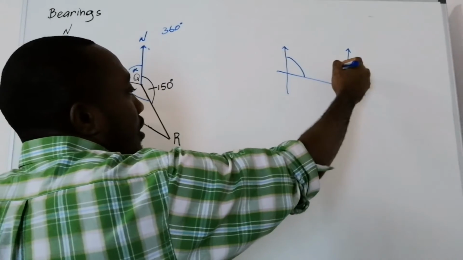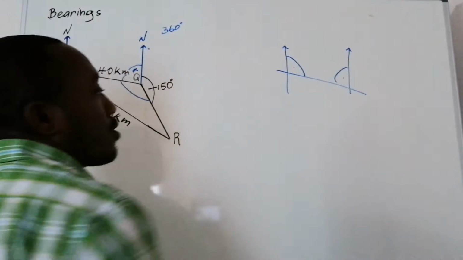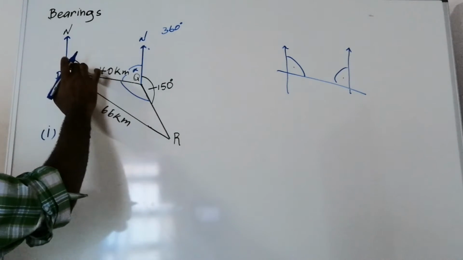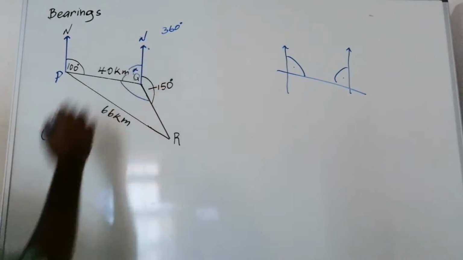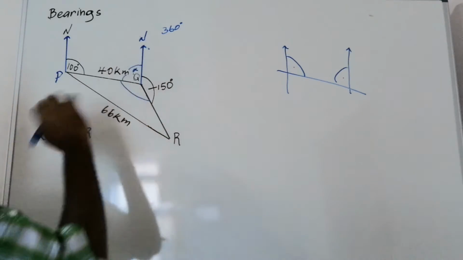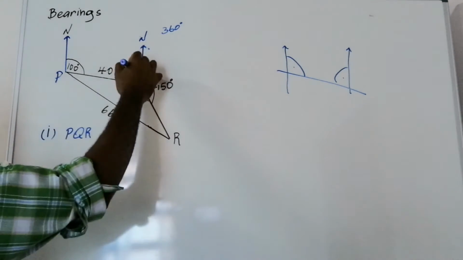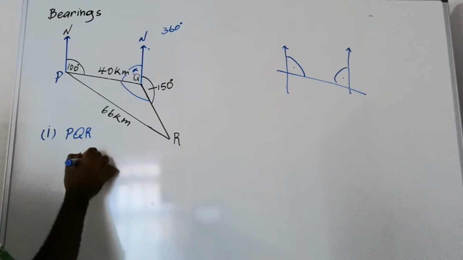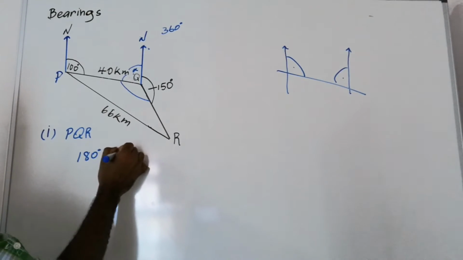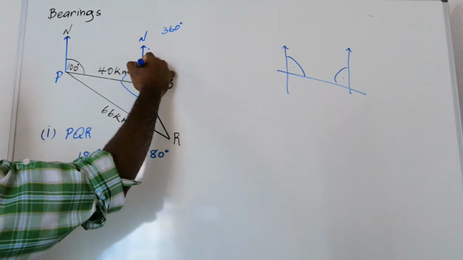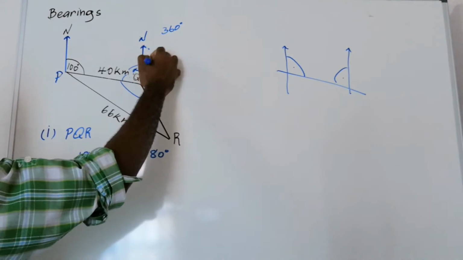If this angle plus this angle, these two angles will add up to 180 degrees. So if this is 100, what will this angle here be? What will that angle there be? Yes, if you said 80, that is correct. So to find this angle, we subtract 180 degrees minus 100 degrees, which will give us 80 degrees. So this angle here is 80.